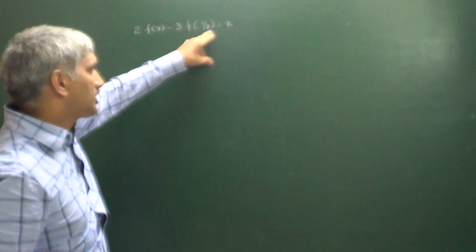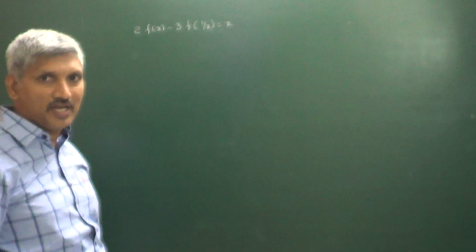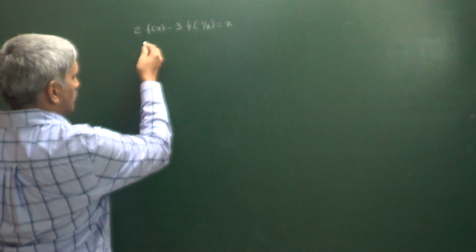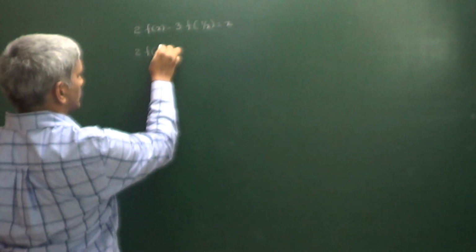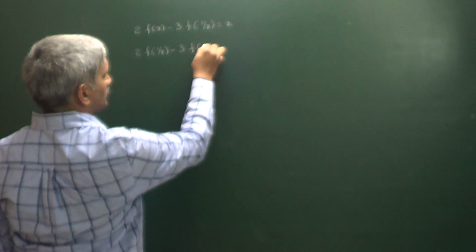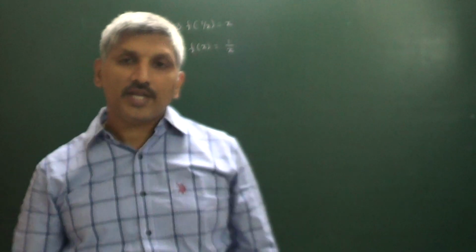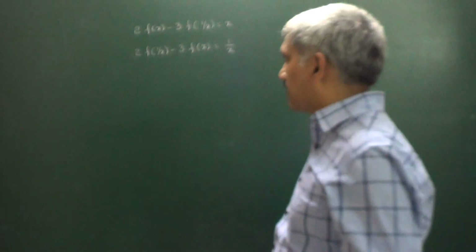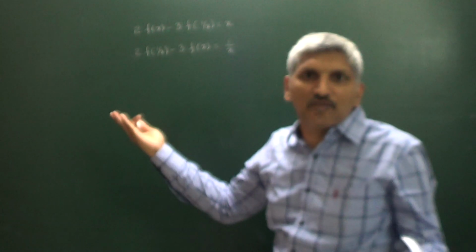So here 1 by x is there. What I am doing, observe here. x is replaced with 1 by x. What happens here? This is 2 times f of 1 by x minus 3 times f of x is equal to 1 by x. Wherever x is there, in place of x I have written 1 by x. So from these two equations, if you eliminate f of 1 by x, we will get the function f of x, right? We will try to eliminate.